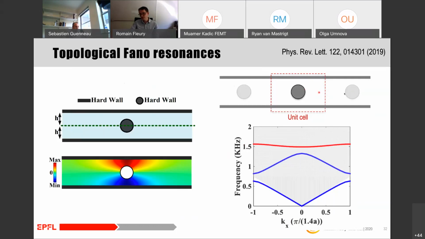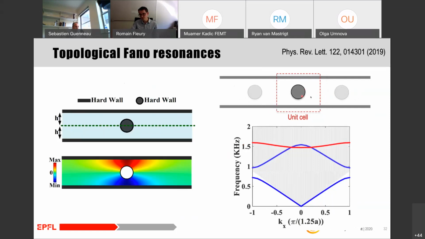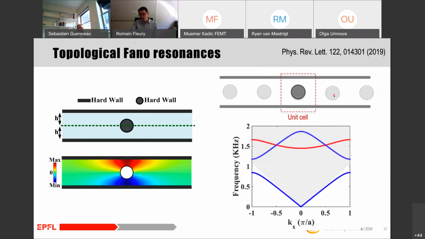So now let's change the lattice constant. If we change it a little bit, so these guys are closer, of course we lift up the Bragg bands. But also this red band gains some dispersion. Why? Because these guys are closer to each other, so the hopping is easier between two odd modes, and we have higher group velocity.